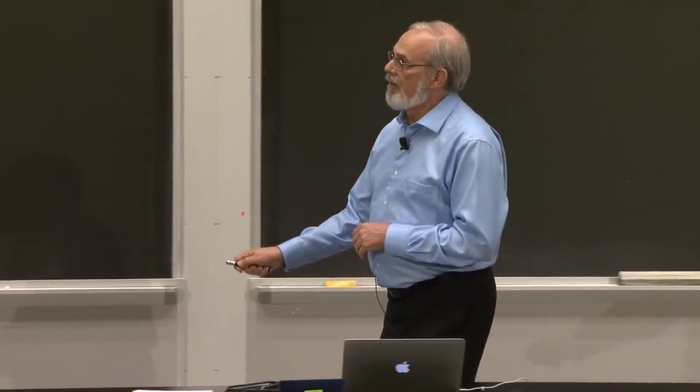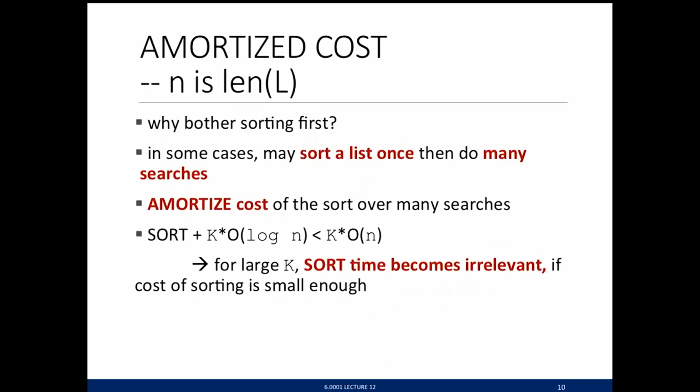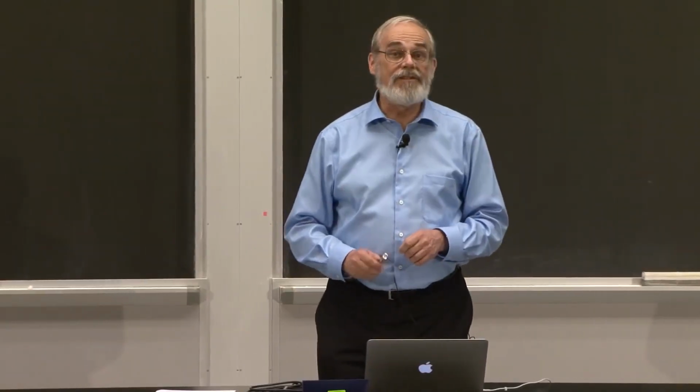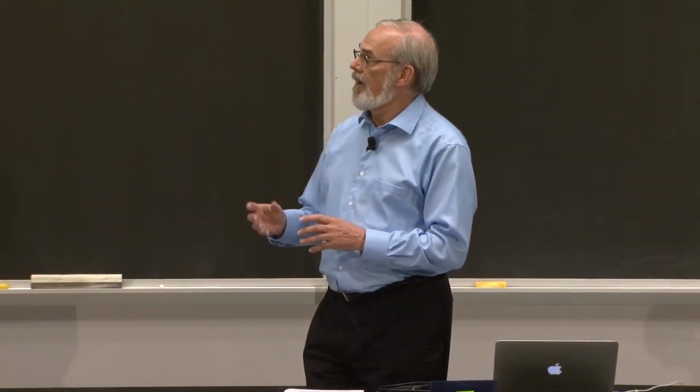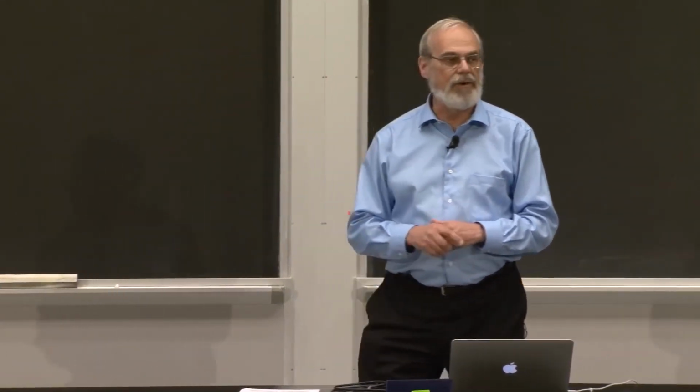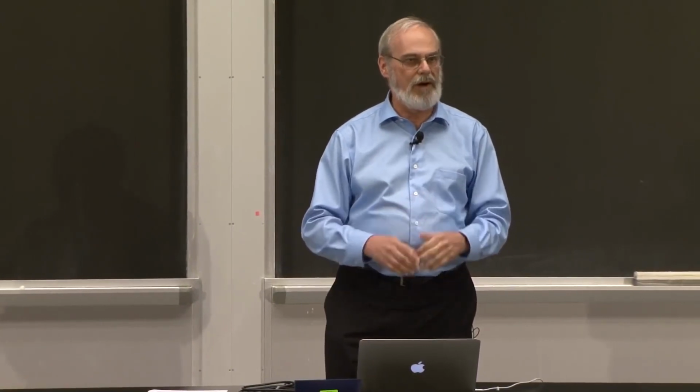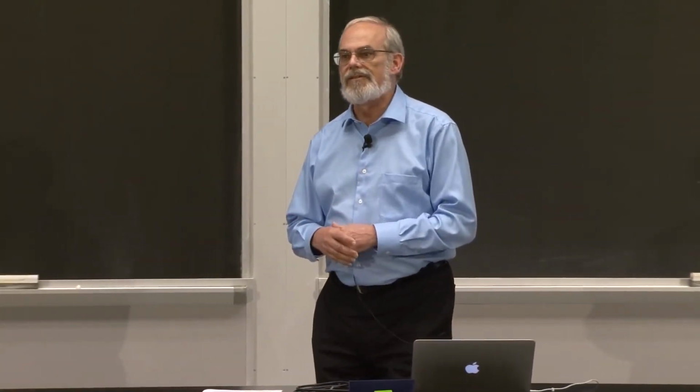And now what I want to know is, if I'm going to do k searches, the cost of those k searches I know is going to be k log n, because it's log n to do the search. And I simply need to know, can I have something where the cost of sorting plus this is less than k searches just using linear search? And the answer is yes. For large k's, there are ways in which we can do the sort where the sort time becomes irrelevant, and the cost is really dominated by the search.